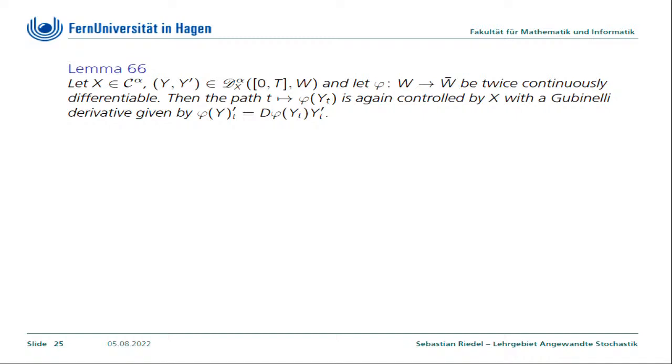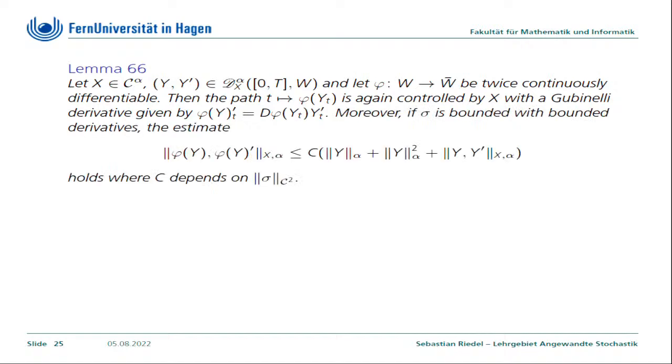This lemma tells you that given a controlled path here, if you have some function phi that is sufficiently smooth, and what we need is two times continuously differentiable, then the composition is again controlled by x with a given Gubinelli derivative. Keep in mind that the Gubinelli derivative doesn't have to be unique, but there is one at least, and this is given by this term here.